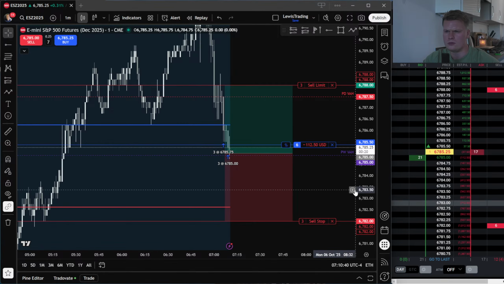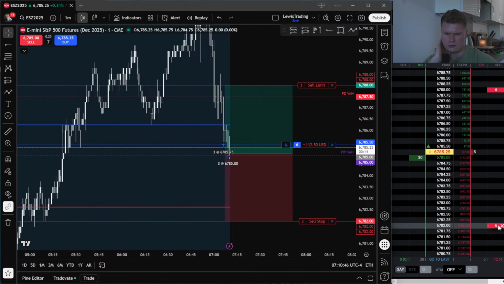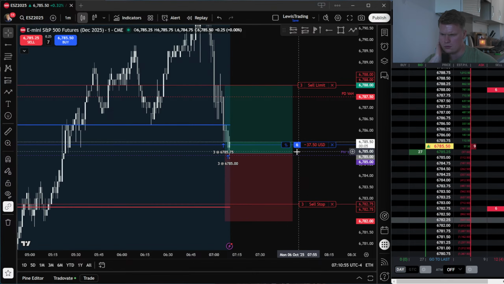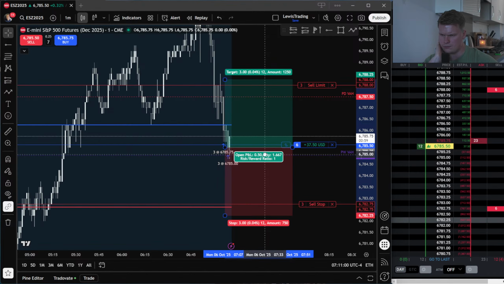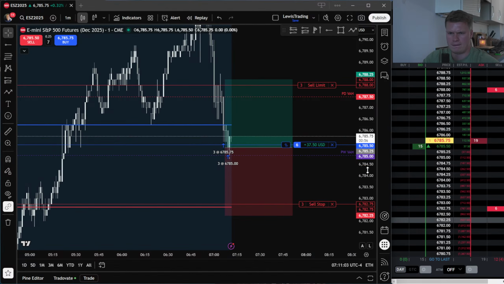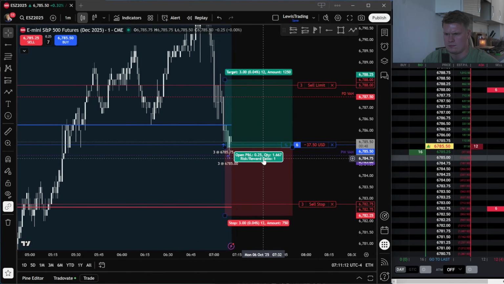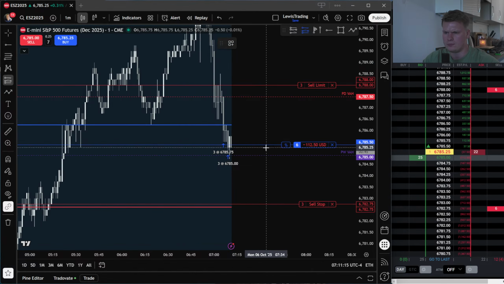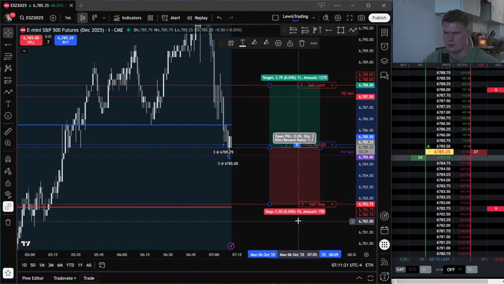Ended up coming up short here. It's not even a 1-to-1 just because of how early I got in there. Should have adjusted that really. Might pull this down. Pull this up a little bit. That's perfect. Let's just rewrite that out. There you go.